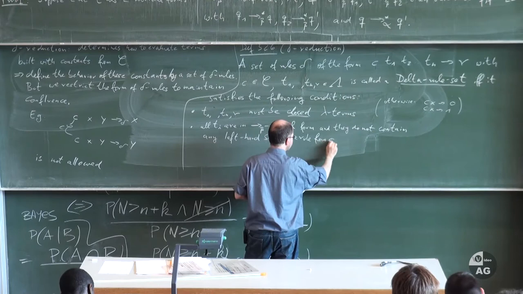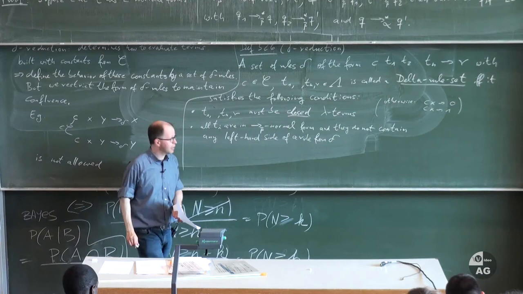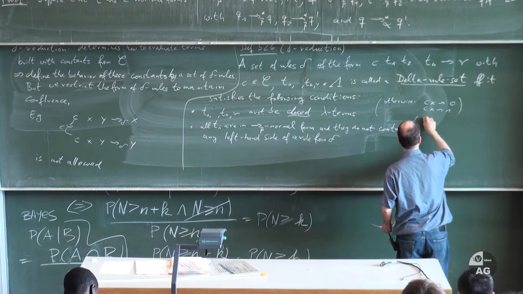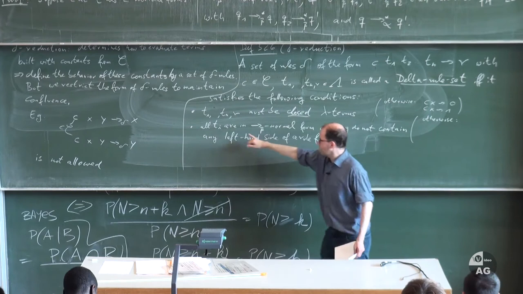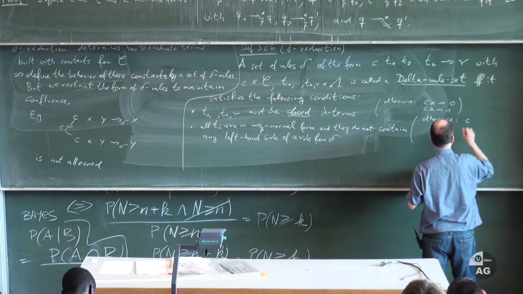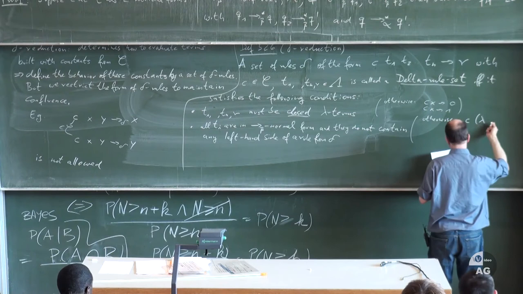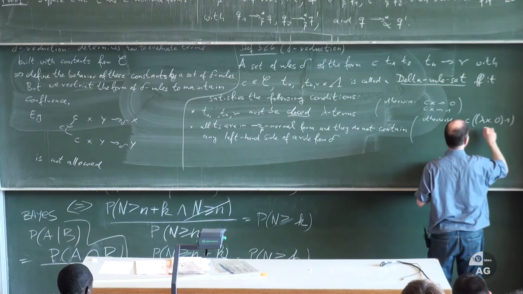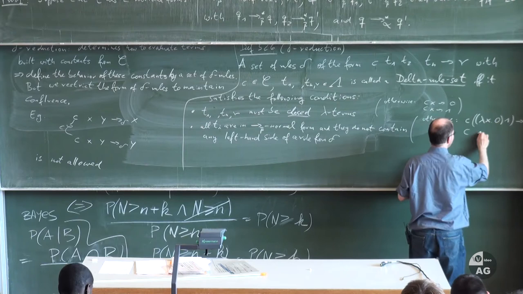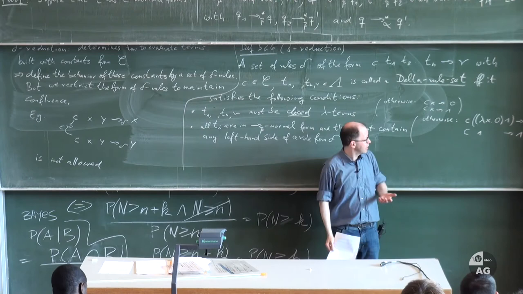So why is this required? Well, first, let's look at the first condition. The first condition says that all the arguments must be in beta normal form. Well, if we would not require this, we could, for example, have a rule like this. C applied to lambda x dot 0 applied to 1. This thing reduces to 0, but C of 1 reduces to 1.